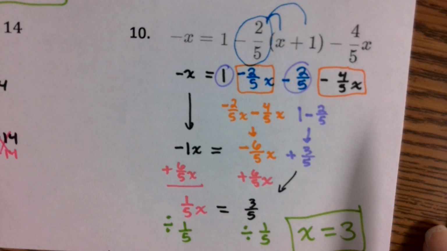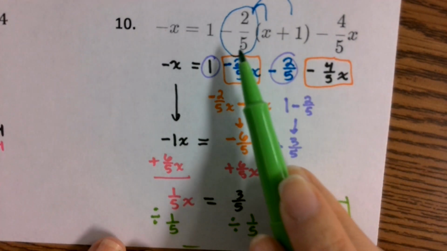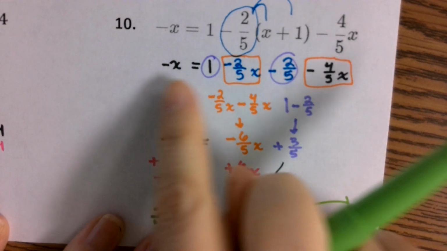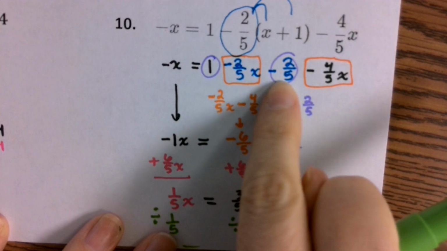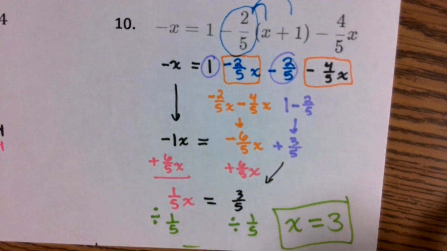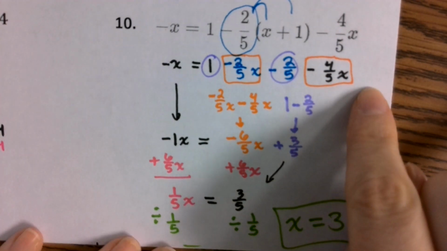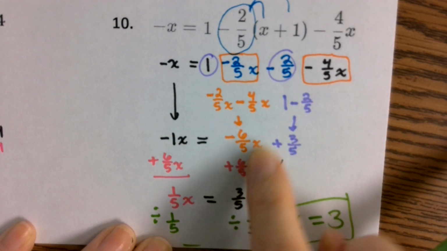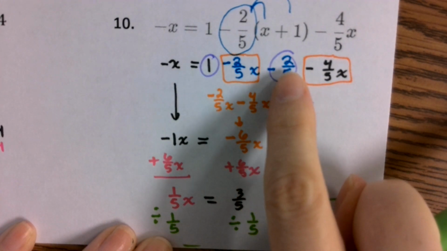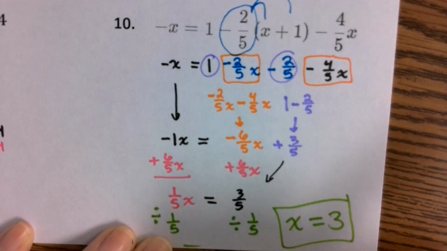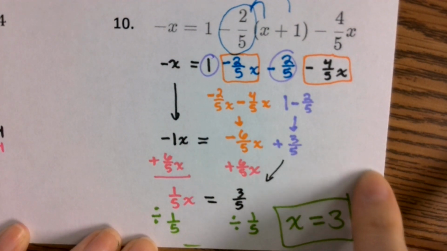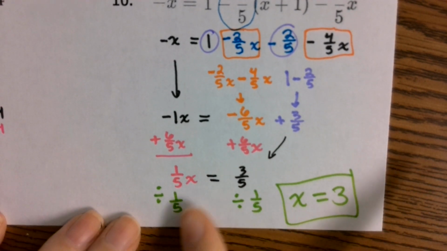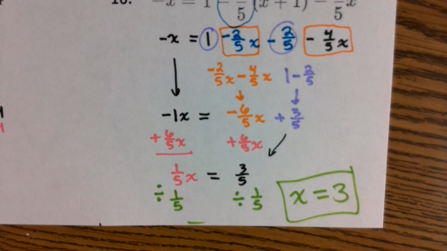The last one, number 10. We would distribute the negative 2/5 to both terms first. That gives me a 1 minus 2/5 x minus 2/5, and then minus that 4/5 x. I then need to combine like terms. I have variable terms I can combine together to give me negative 6/5 x. I have constant terms, 1 and negative 2/5. That gives me a positive 3/5. I would then subtract 3/5 from both sides and then divide by 1/5. I get x is equal to 3.